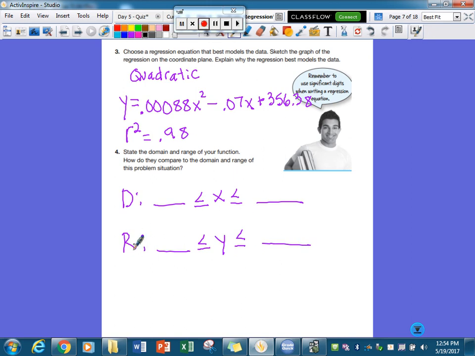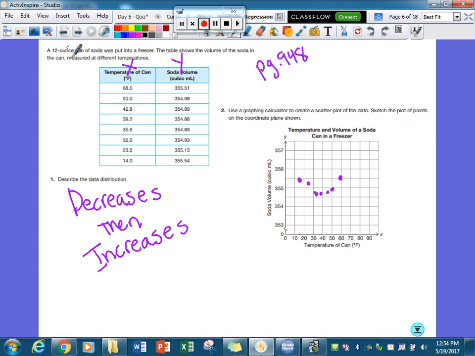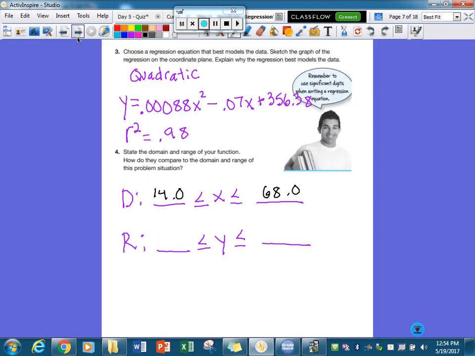Our domain is going to be 14.0, so that's our smallest x, and our largest x was 68.0. This always confuses people because if you look back at the table, just because 68 is first doesn't mean it goes first in our domain. Our smallest number goes first, then our largest number. And then for our range, 354.88 was our smallest, and 355.54. Very similar, okay? Not much of a range here.